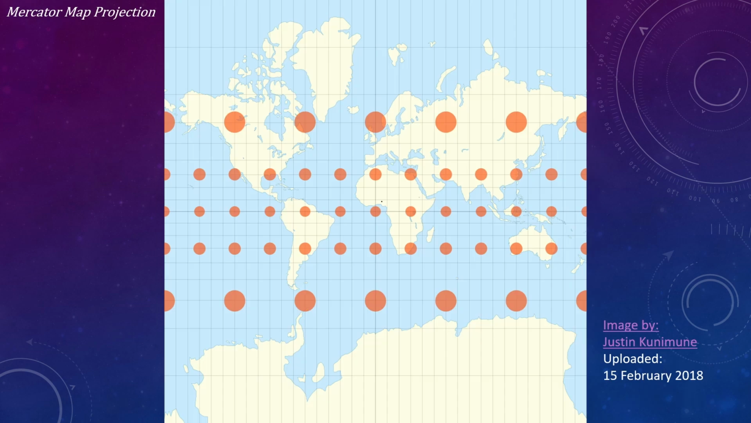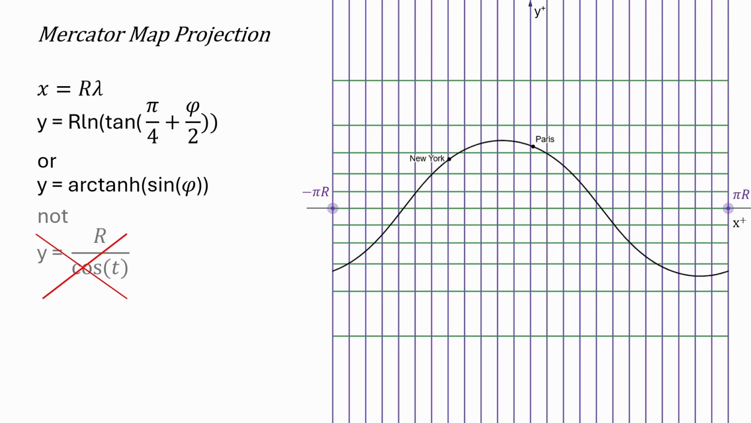As you can see, the circles are not equal area, but their shape is conserved. This is the formula for the Mercator map projection. For y, you can either use this formula or this formula. Although do not use this, I see this on the internet that they define the Mercator map projection like this. This is false. This is a misunderstanding of what the map projection does.